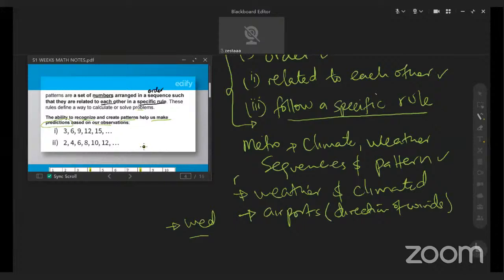Enoch? In construction sites. How? By predicting the number of bags of cement. Okay, construction sites. So they say since the other house used 10 bags, this other one used 20, so this one will use this. Yes. Okay, good. Thank you.